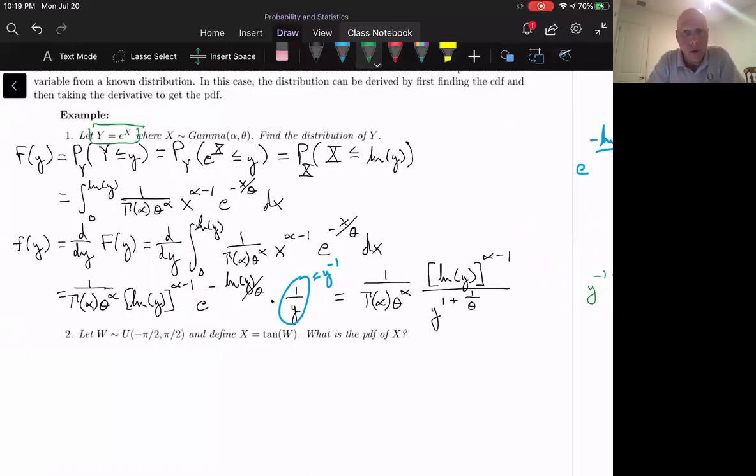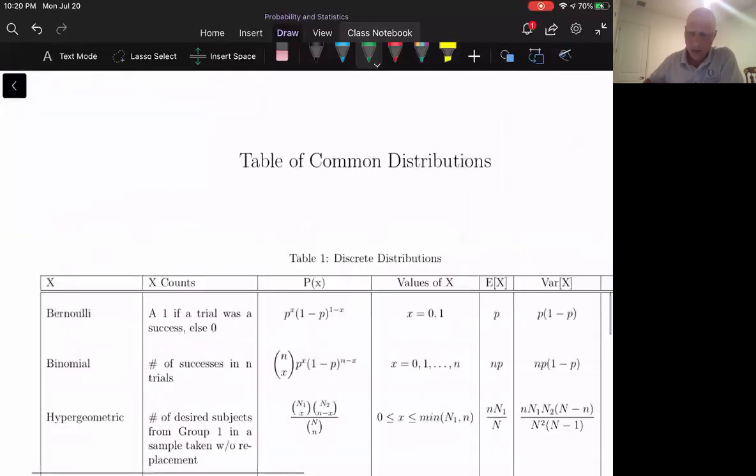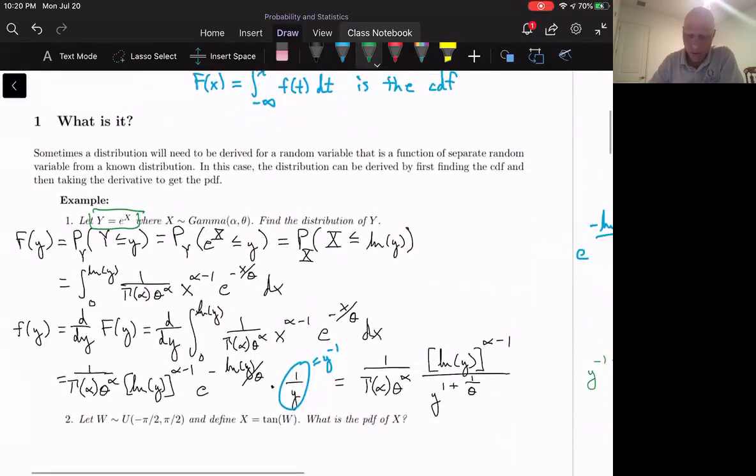Now, x is gamma distributed. What is the support of the gamma distribution? Anyone? What can x be if it's gamma distributed? 0 to infinity. Thank you. Yep, 0 to infinity is what this table says. So keep that in mind. So x goes from 0 to infinity.